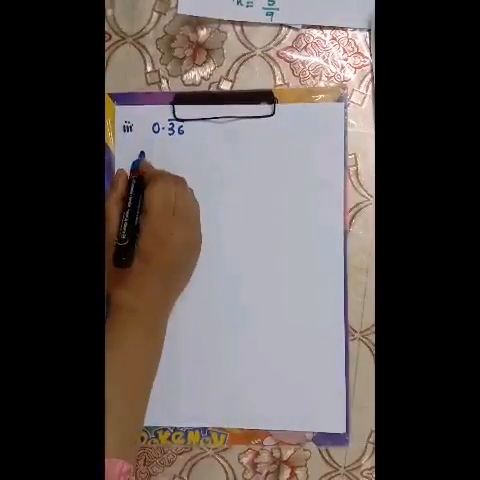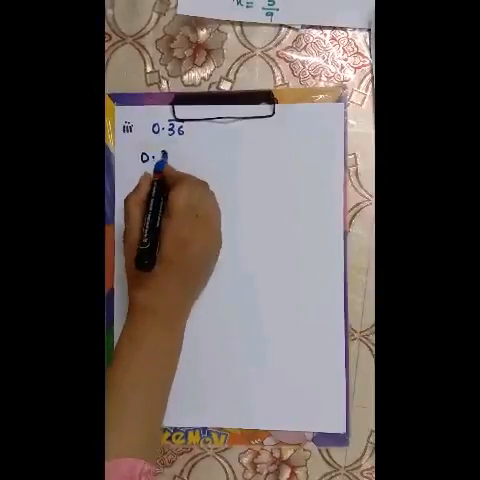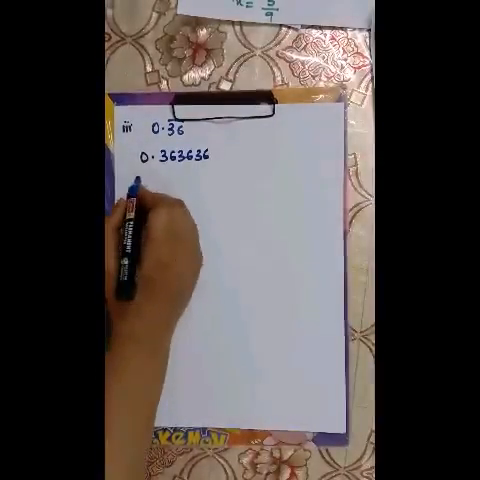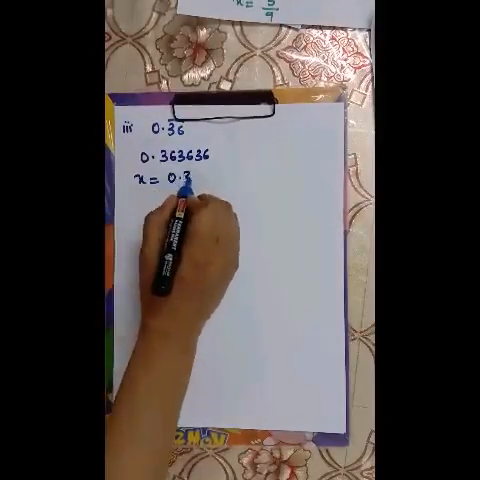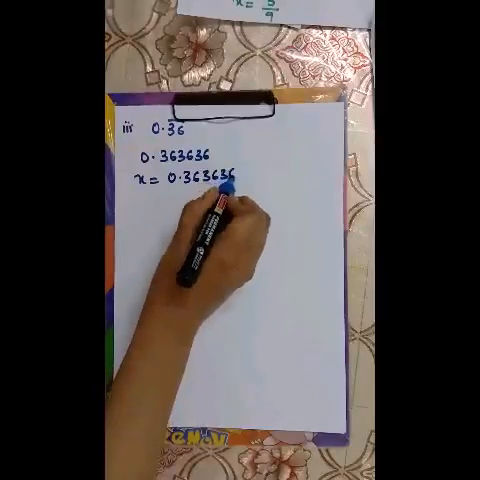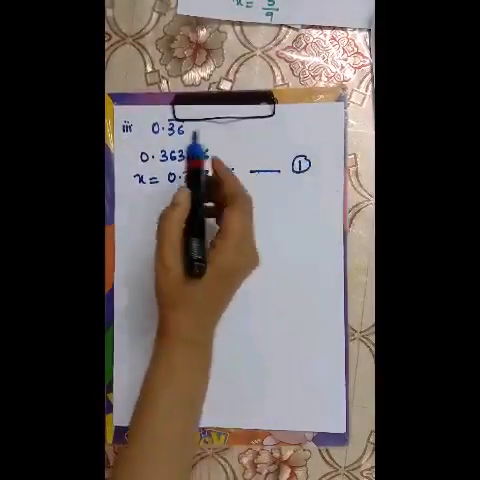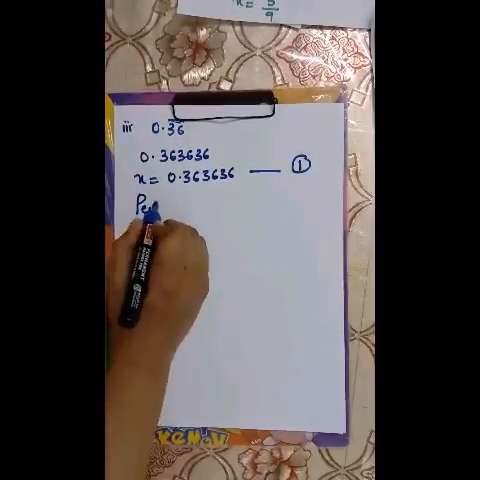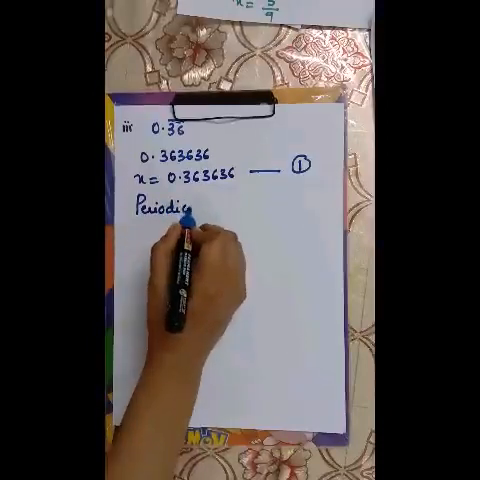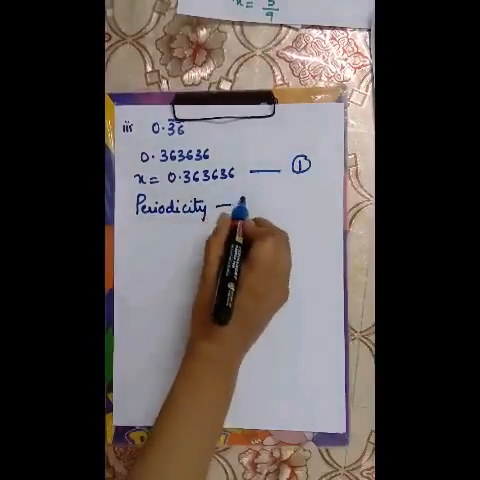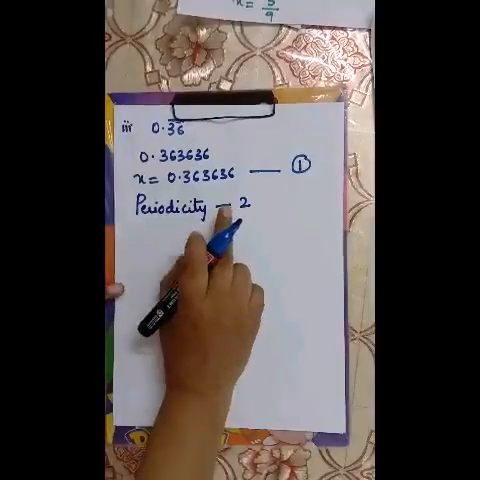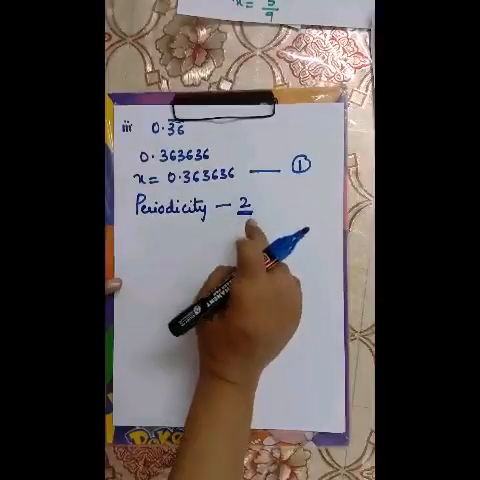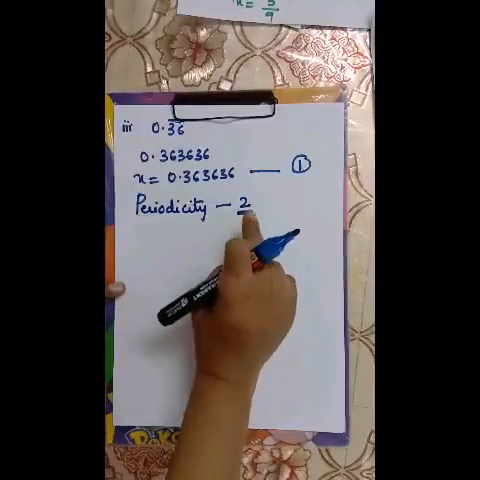0.36 bar. That means bar is on 2 digits. So 0.363636, it keeps repeating like this, that is x is equals to 0.363636. I am going to take this as equation 1. Now see, the periodicity is 2. Bar is on 2 digits, so periodicity is 2. So I am going to multiply equation 1 by 100. Why with 100? Periodicity is 2, so we multiply by 100. If periodicity is 1, we multiply by 10, as I said just now.